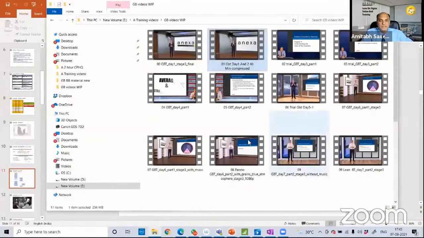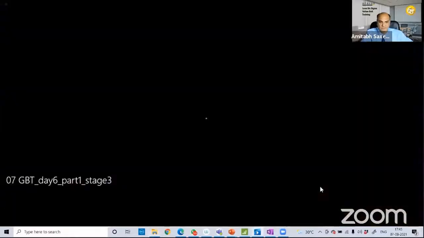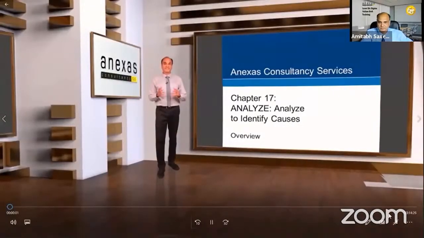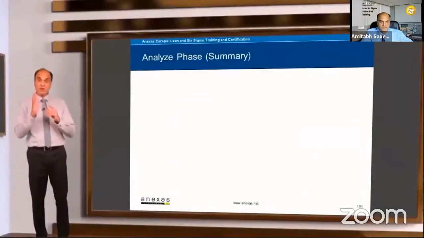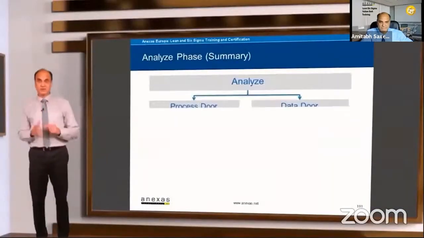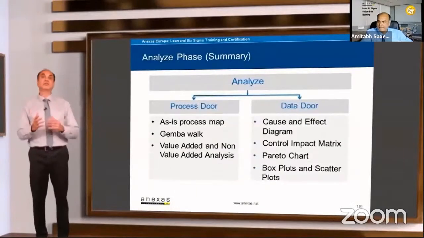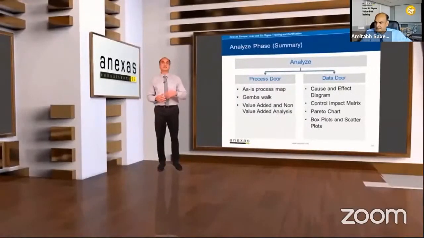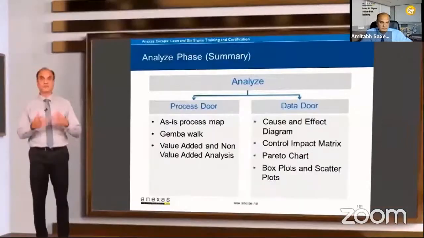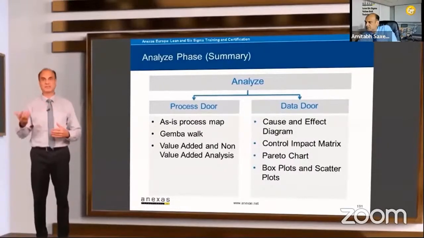Once we have collected the data in the measure phase, now it is time to analyze. After all, we have collected the data to analyze and get the root causes. How would you do that? You can follow 2 doors, process door and data door. In the data door, generally you start with a cause and effect diagram, then move to a control impact matrix, then maybe do root cause analysis using the 5 Why technique, or you can move on to Pareto analysis and get your vital few. Once you have got the root causes, you can validate them using box plots and scatter plots.